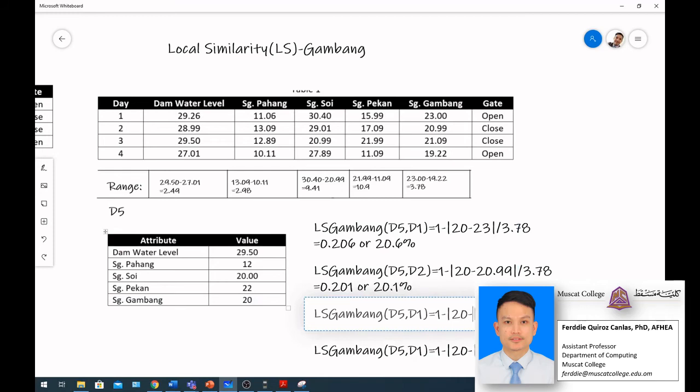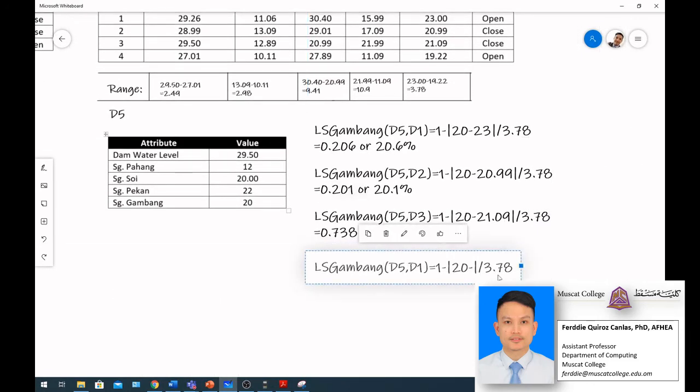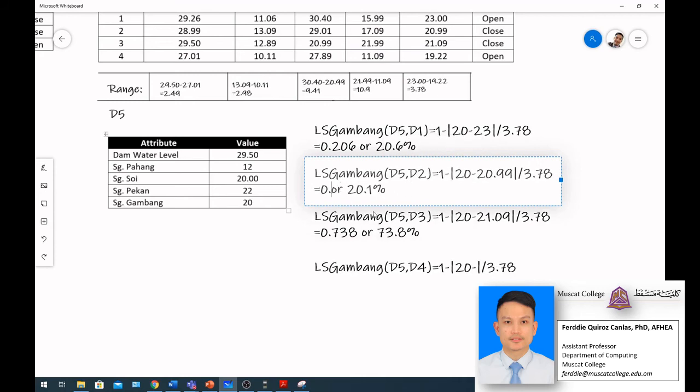This is Gambang, day 5, day 3. This is 20 minus day 3 is 21.09. That's the answer: 0.738. Oh, this is bigger, or 73.8%. Good. How about D4? No. D2 is 0.738. Yes, D2, like this.